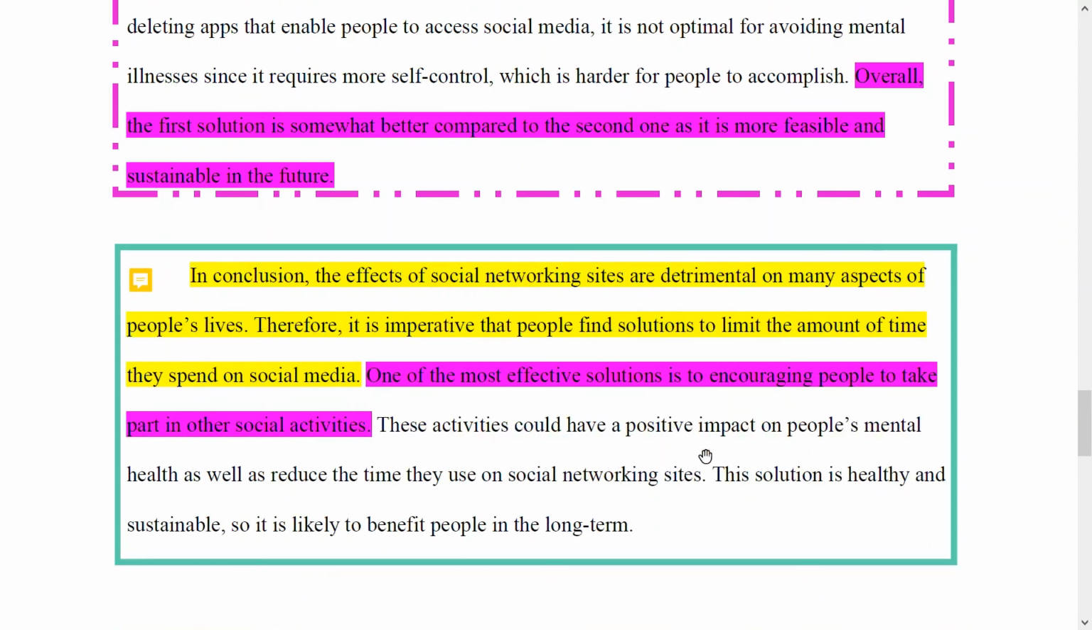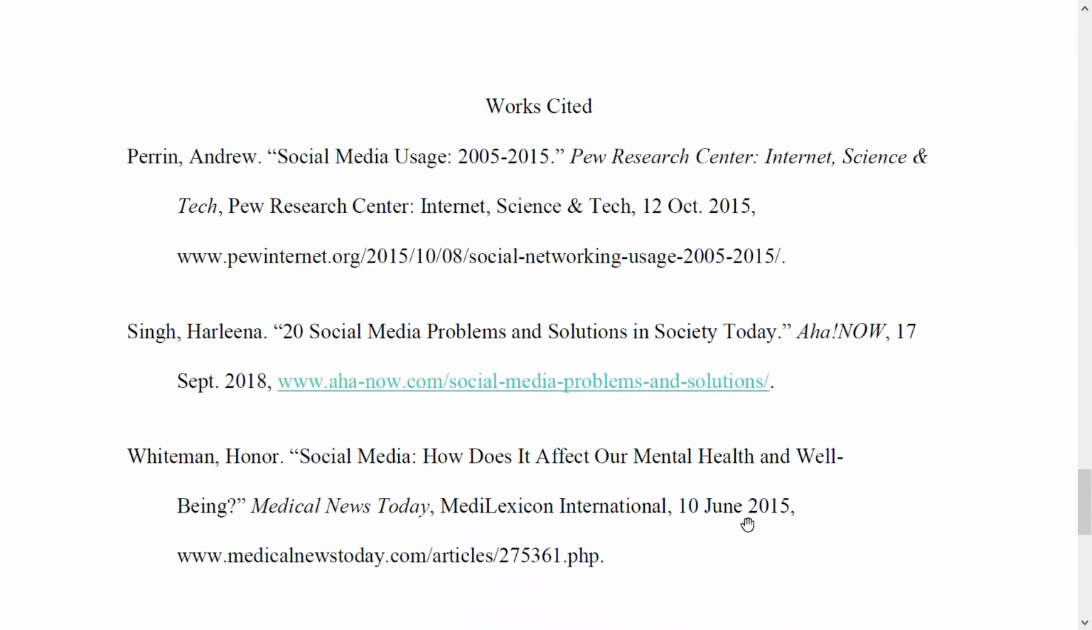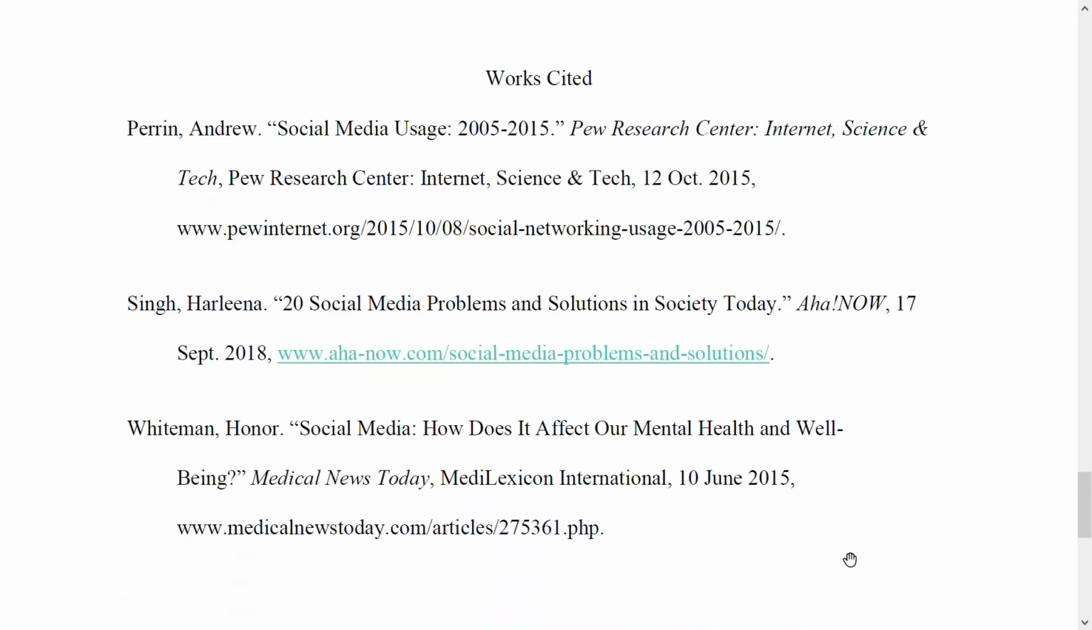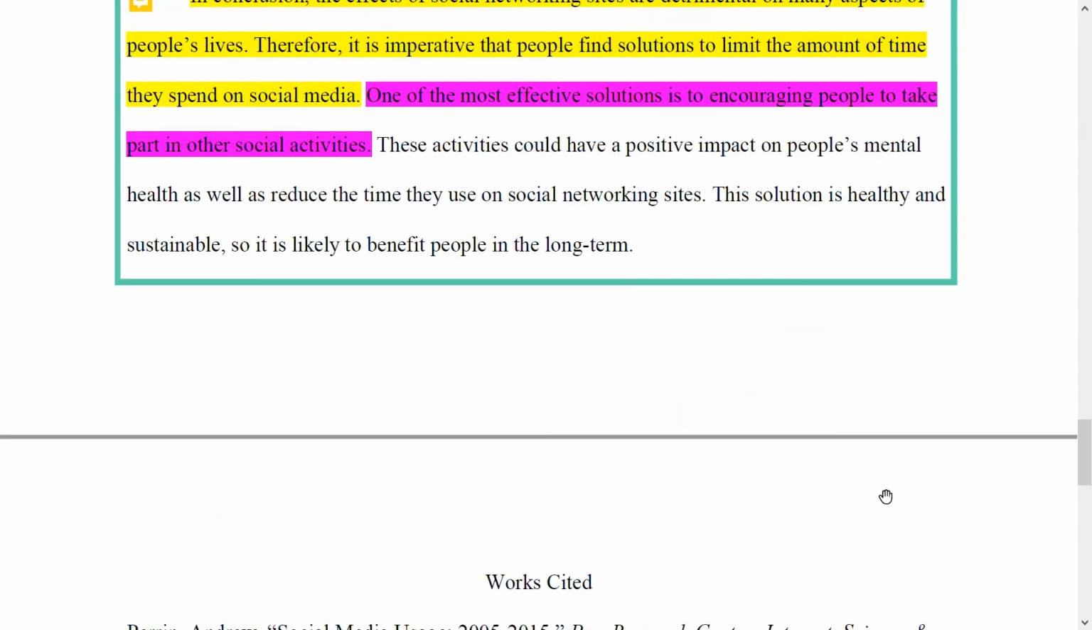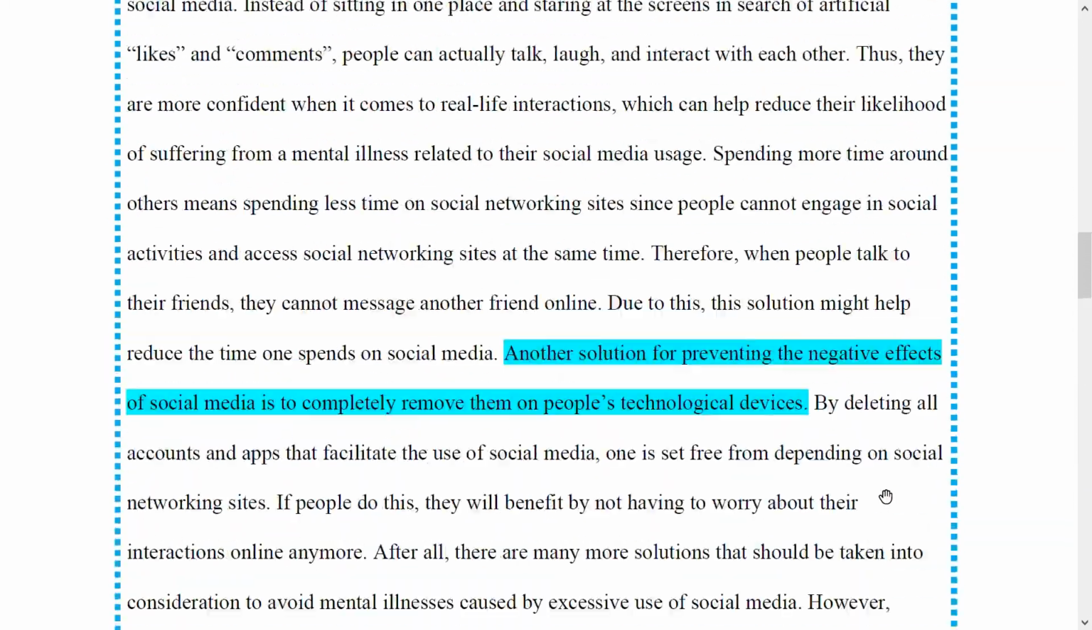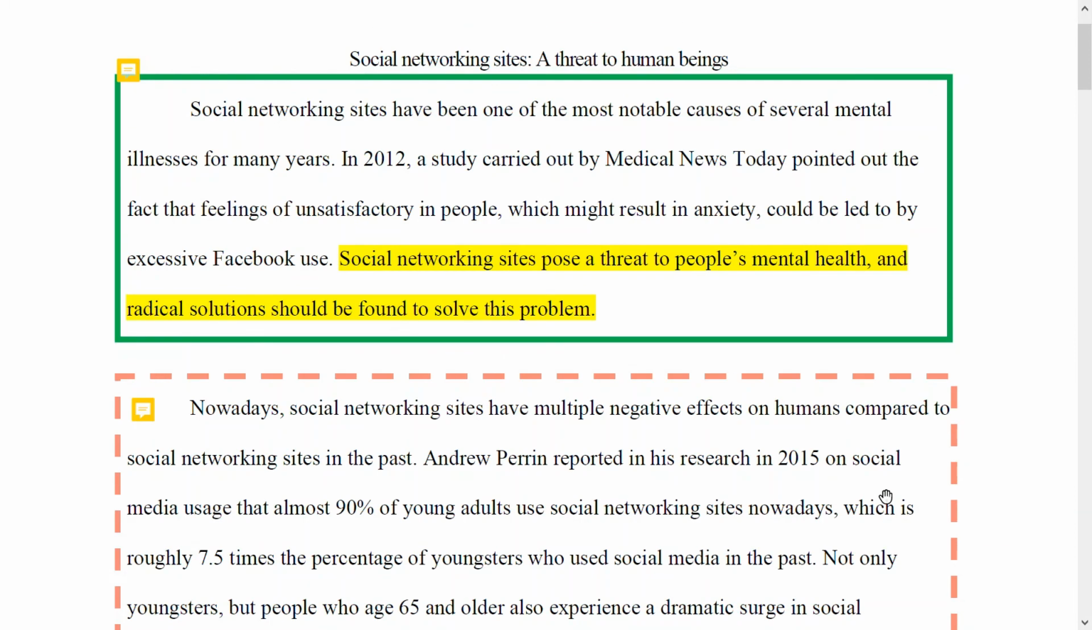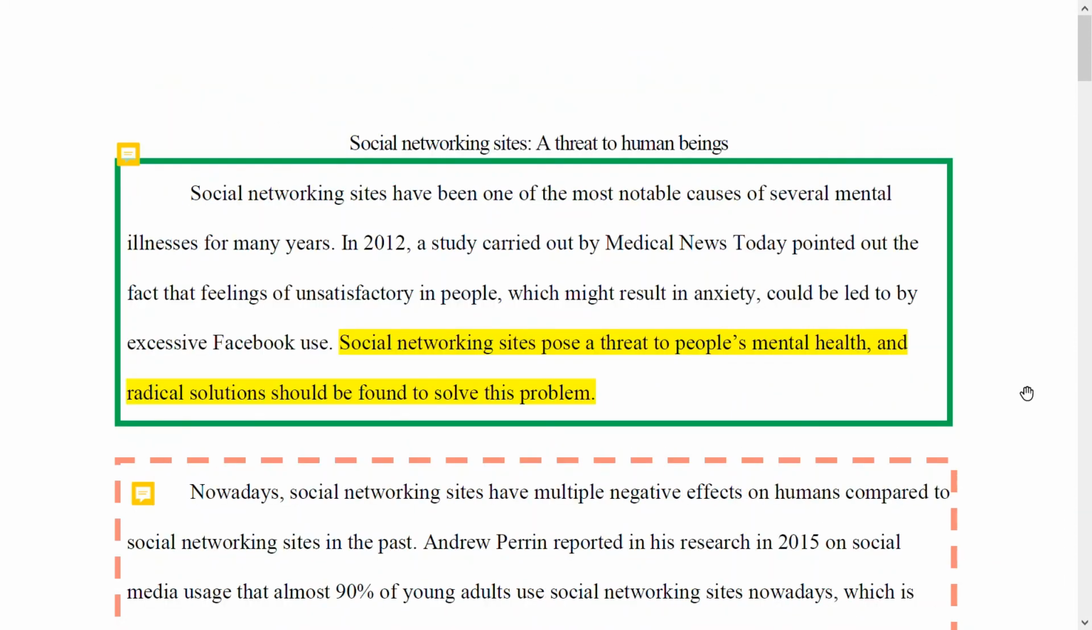The conclusion here, again, is pretty short, but it restates our problem, restates that we needed a solution, and then it restates the solution that we found. And then you can end on something interesting, a call to action, or how you think this is going to make life better in the future. And then, of course, we have our works cited at the end. Don't forget these. And that is an example of a well-organized problem solution essay.